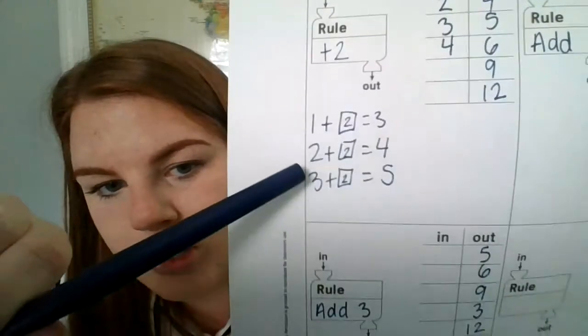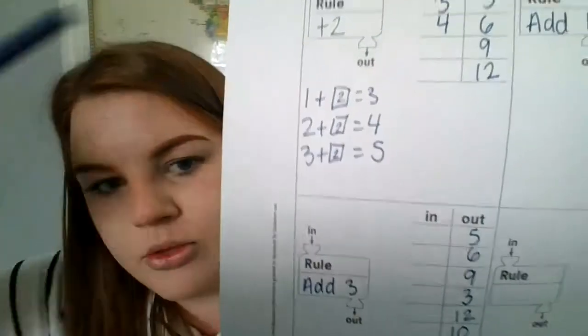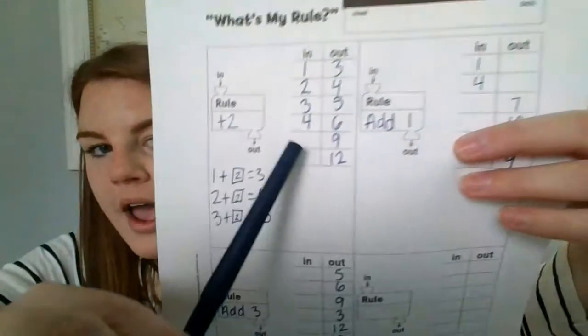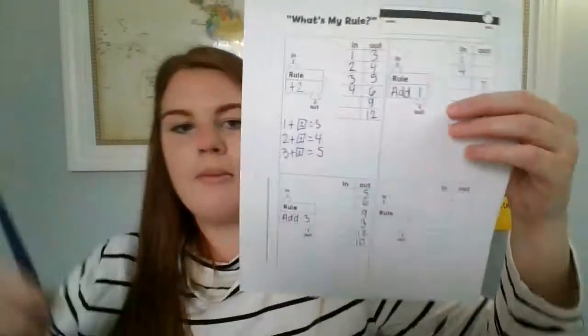So 1 plus 2 is 3, yup. 2 plus 2 is 4, yup. And 3 plus 2 is 5. Perfect. Okay, now to figure out what went in and this came out, we're going to have to do a little backwards thinking.